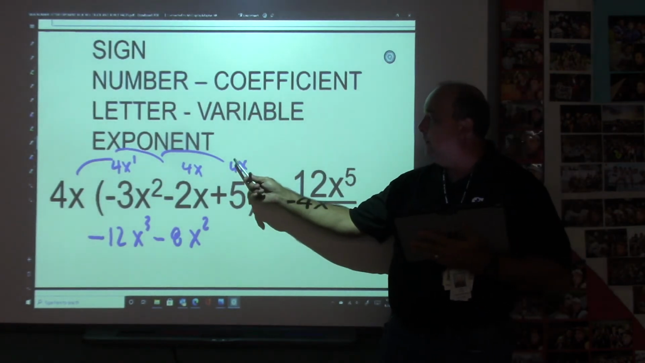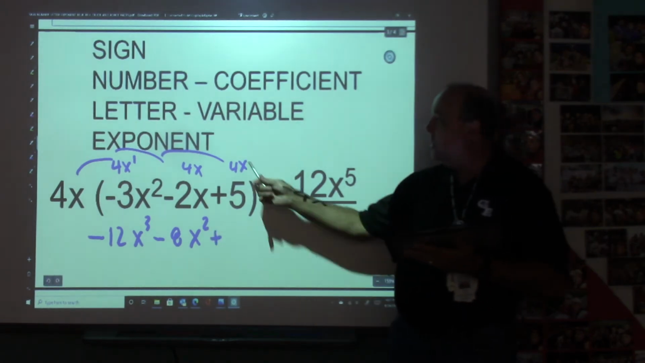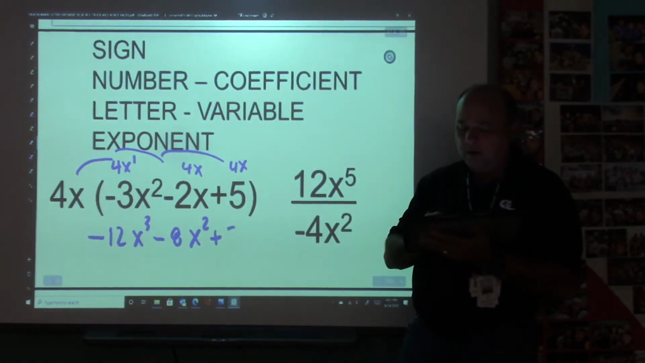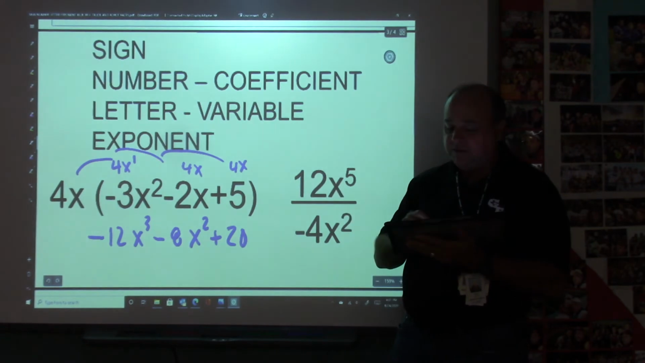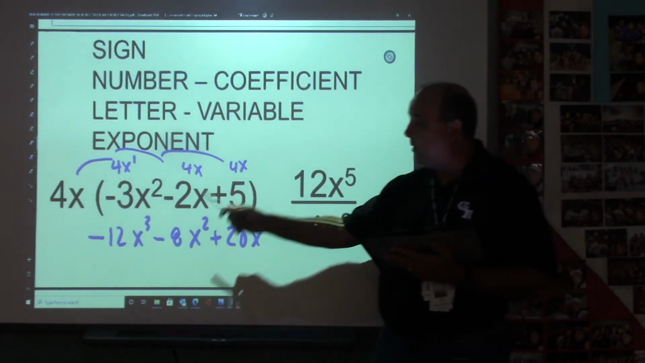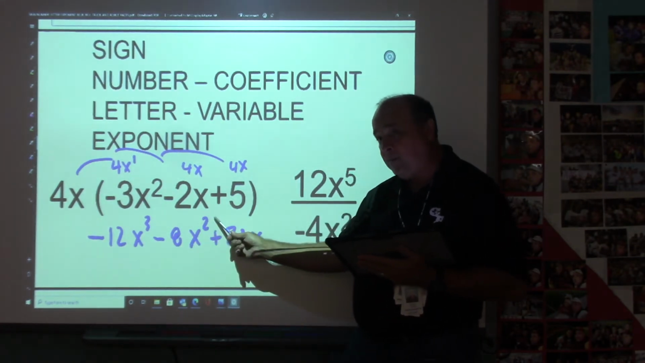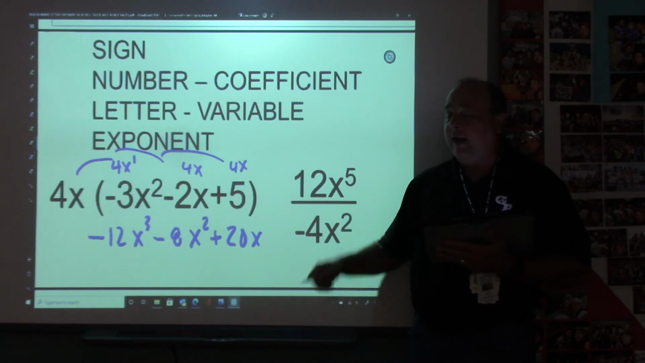Now then, let's do a positive times a positive. A positive times a positive is a positive. 4 times 5 is 20. And the only variable I have is x. So on this one, I don't have an exponent, do I? So notice, what did I write down? Sign, number, letter, exponent. It's really important.